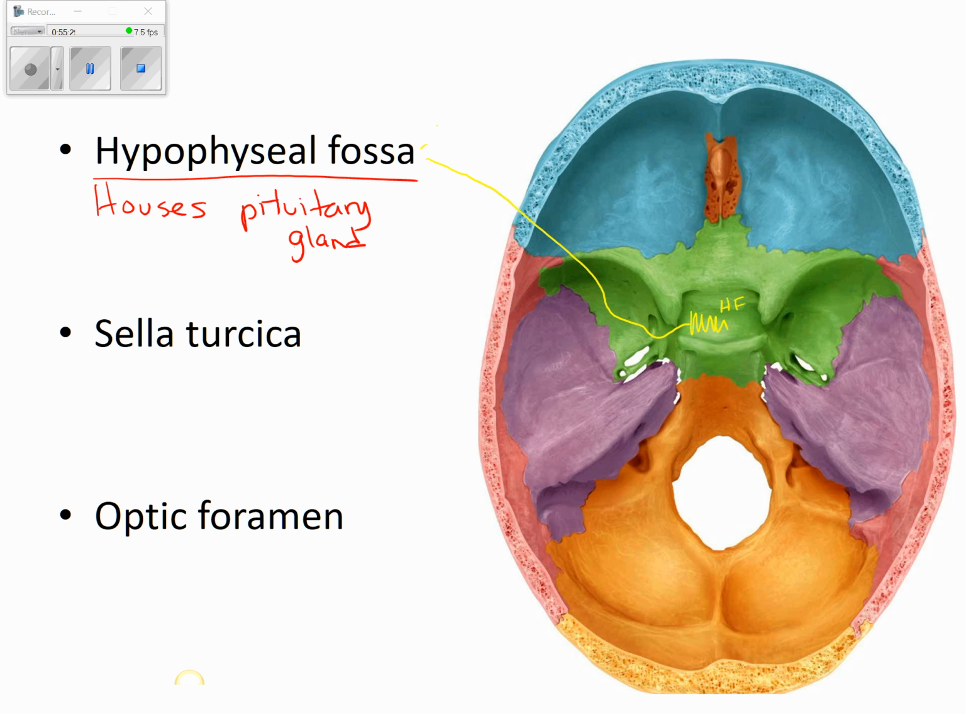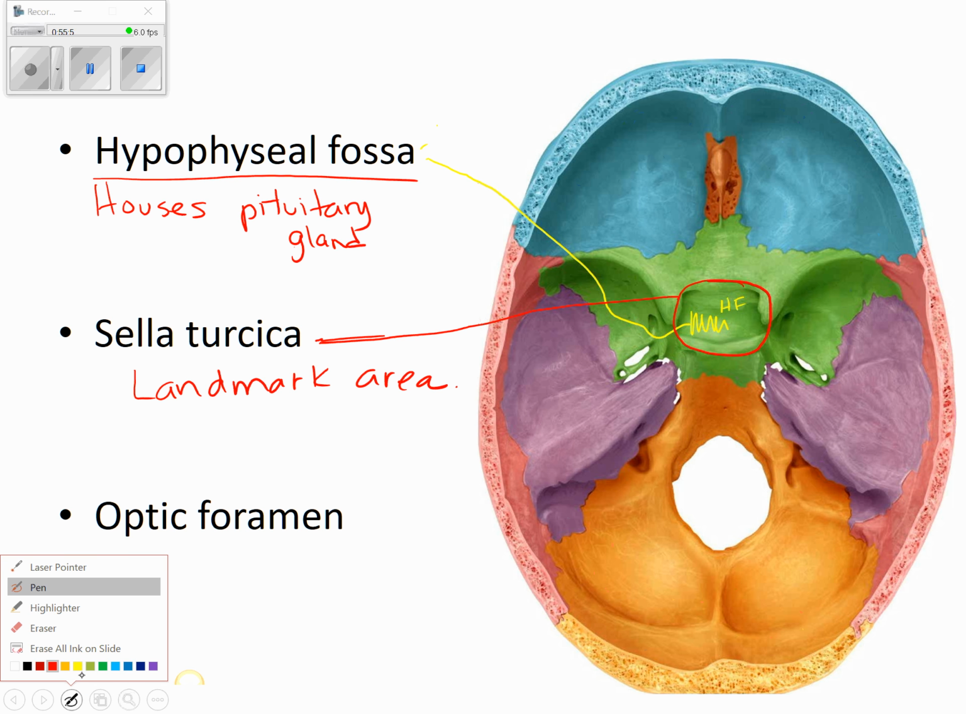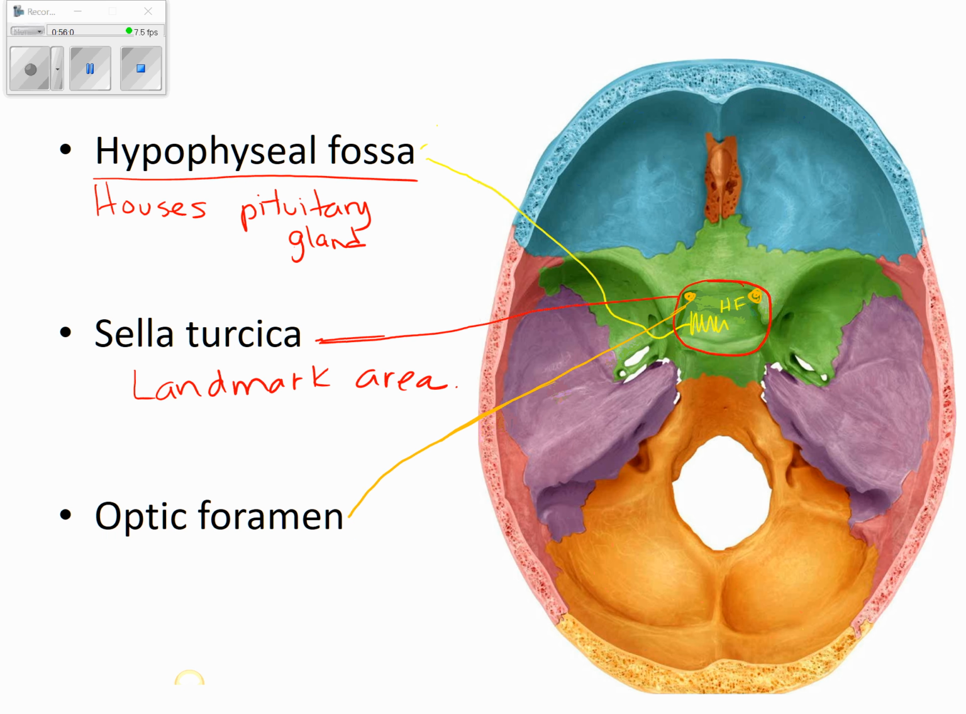And it protects it. The sella turcica is a landmark area of the sphenoid bone. So this whole area here is considered the sella turcica. So that's just a landmark area. And then you also have your optic foramen. Your optic foramen, you can hardly see them. They're right here on each side. And the optic foramen is the passageway for the optic nerve.